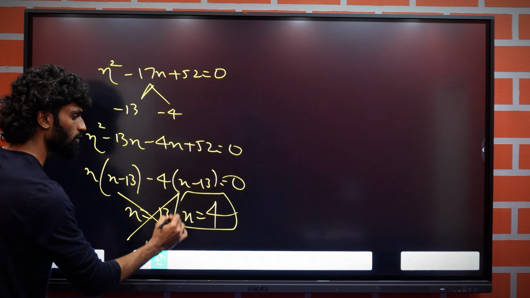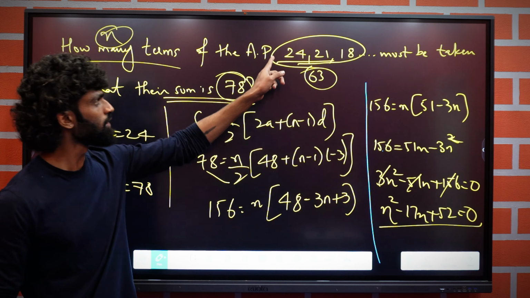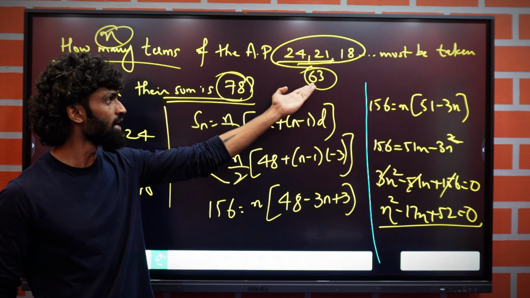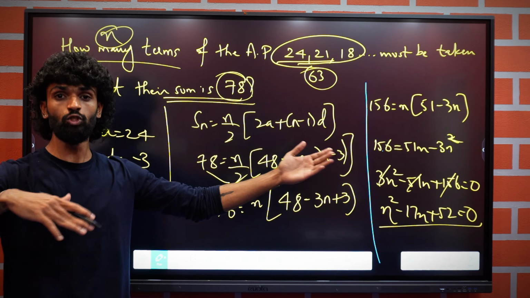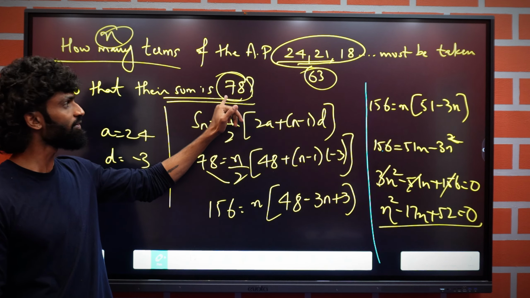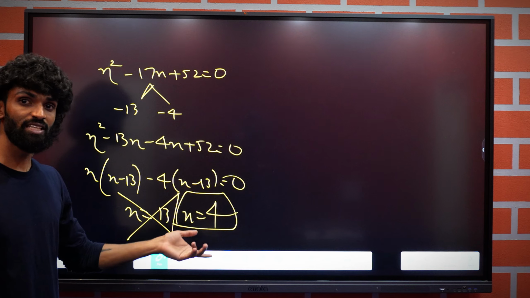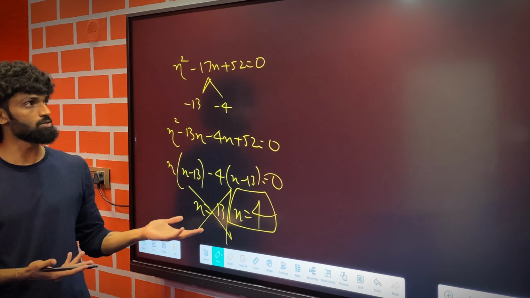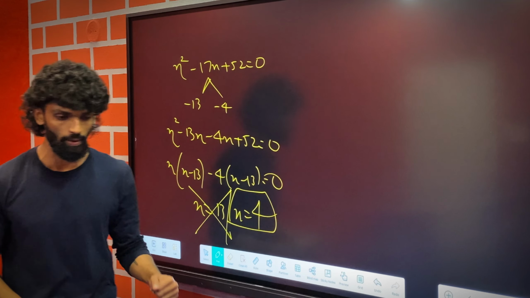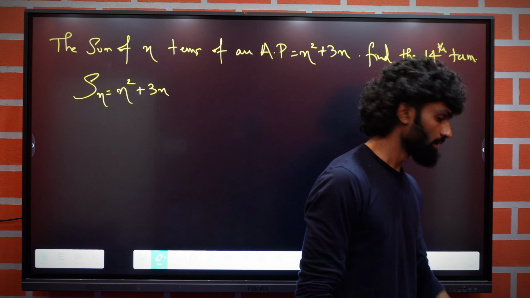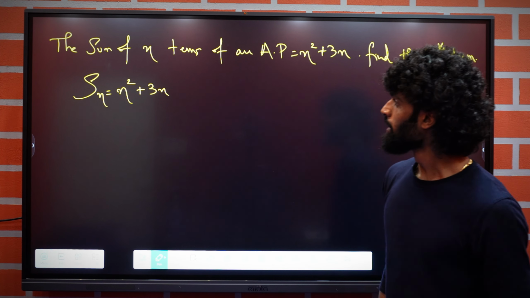I will stick on to the 4 terms because of logic. 3 terms only is giving me 63. 13 terms will give me so much more. I don't want so much more. I only want 78. So I'll only choose this part. Now this keeps changing from question to question. It was mattering here, therefore I explained it to you in this way. Correct? Next question.